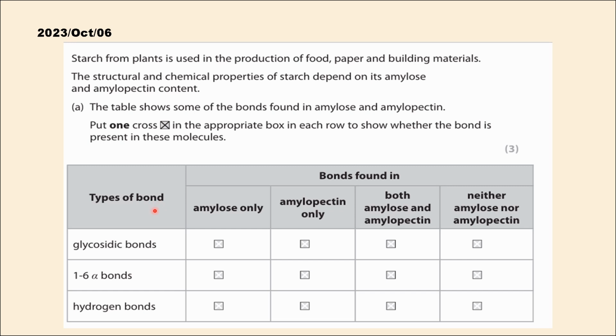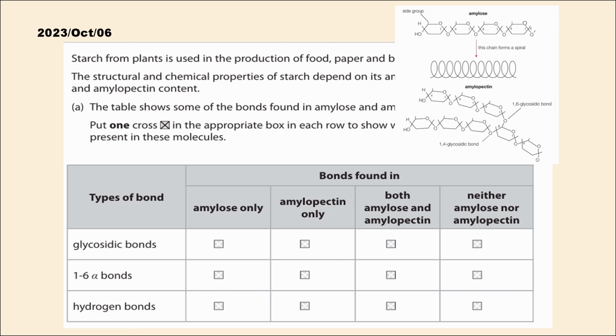So first we will look at the glycosidic bonds. Before we proceed, let's revisit the diagram. As you can see, both amylose and amylopectin have glycosidic bonds between their glucose units. So the correct answer here is that both amylose and amylopectin have these bonds.